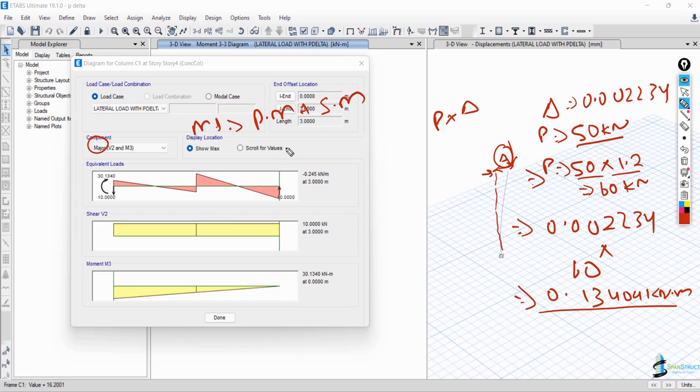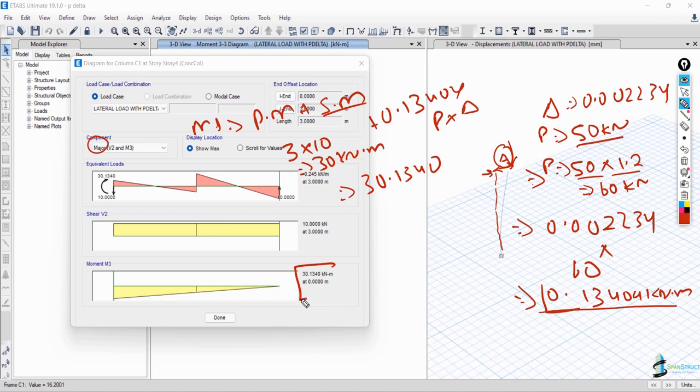So the height was 3 meter and the lateral load applied was 10 kilonewton. So this becomes 30 kilonewton meter, plus the secondary moment, which is this moment. If you add the moment caused by P multiplied by delta, which is 0.3404, then when you add these two together, it becomes 30.340. So exactly what you are getting here, you are finding the same thing here.